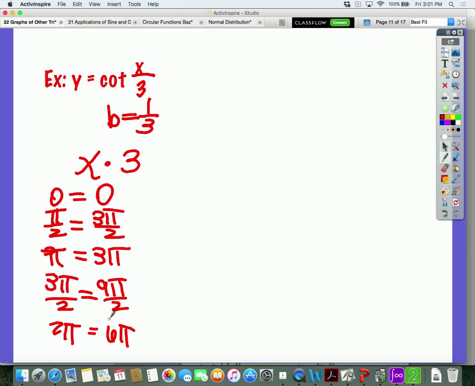Anything happening to the y values? No, because there's no a. Well, a is 1, but that means nothing. And there's no d. Okay? Be cautious.